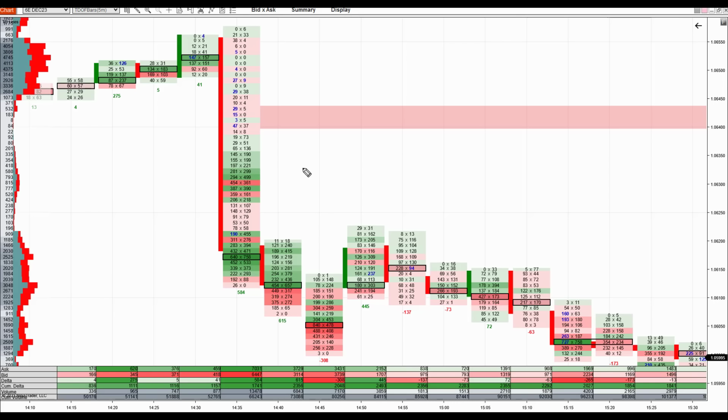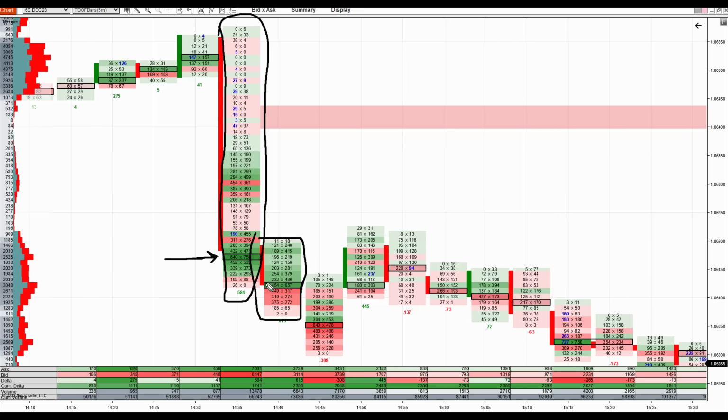Now, the most important place in any footprint is a high volume node. My software makes a black bracket around it. So in this footprint, that's the high volume node here, which I marked with the arrow. And in this footprint, the high volume node is in here. This is the place where the heaviest volumes in this footprint were traded. So this is the most important place in any footprint. You want to look out for that. Those are important. So again, as you can see, you don't need to read all those numbers. You just need to look for those particular things.